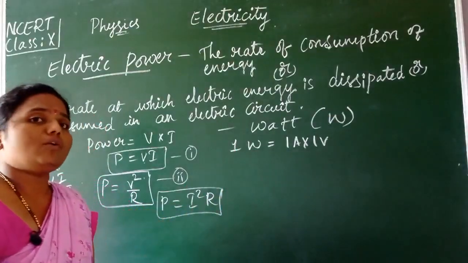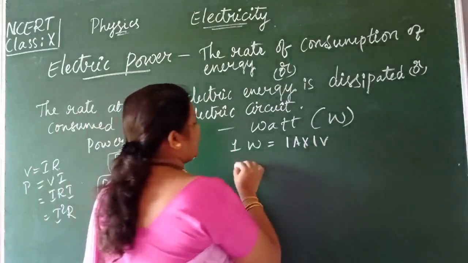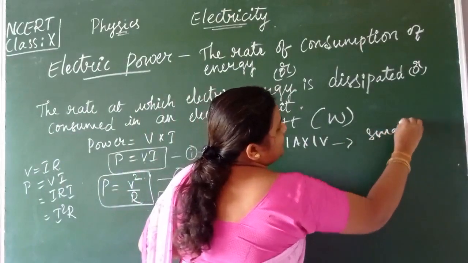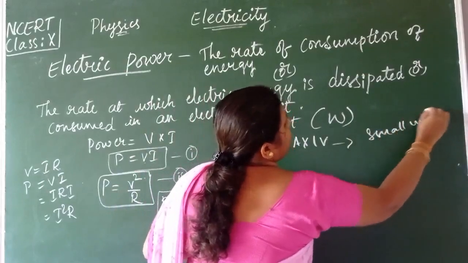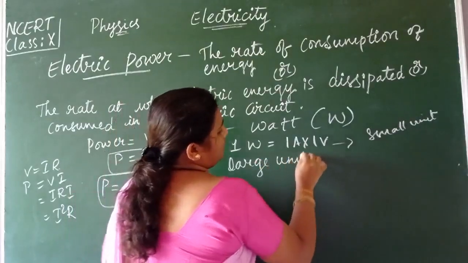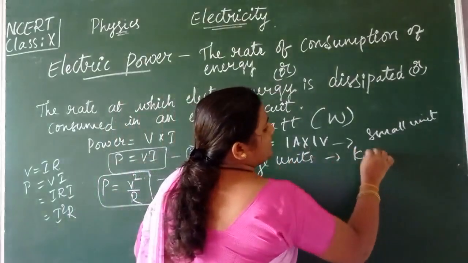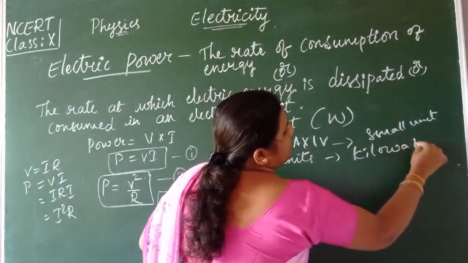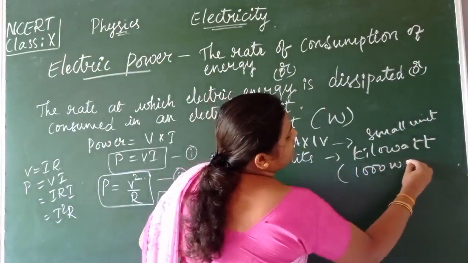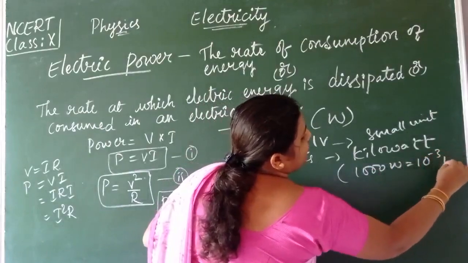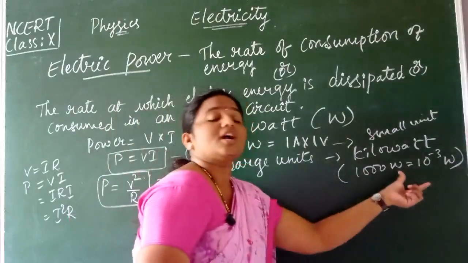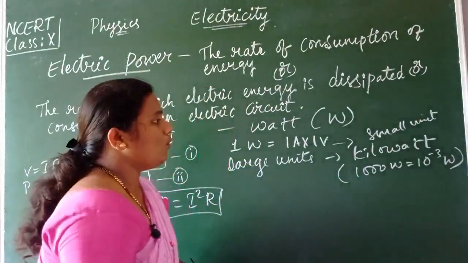Generally this watt is a smaller unit, children. Watt is a small unit. Isn't it, children? So sometimes we will use larger units, like kilowatts. Children, kilo is nothing but 1000 watts, which is equal to 10 to the power of 3 watts, children. 1 kilowatt means how much? 10 to the power of 3 watts.